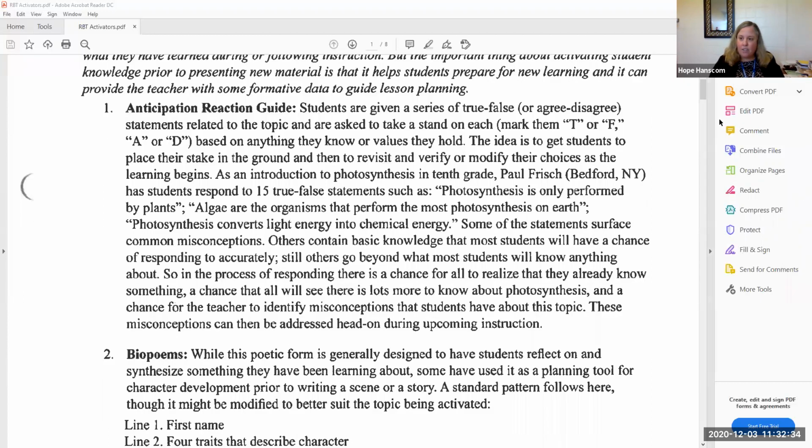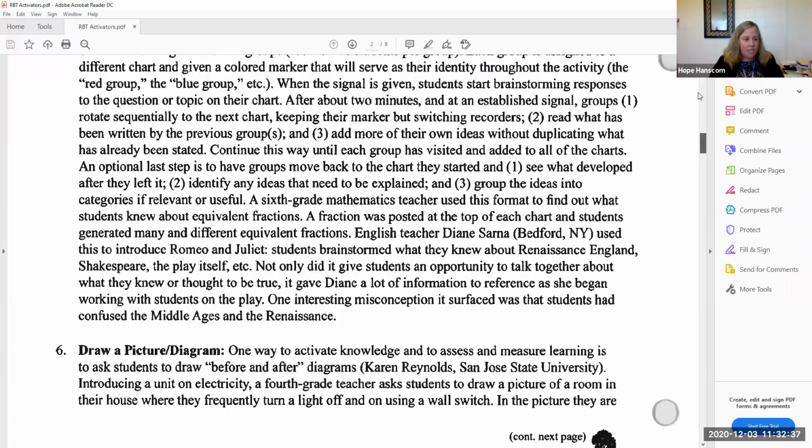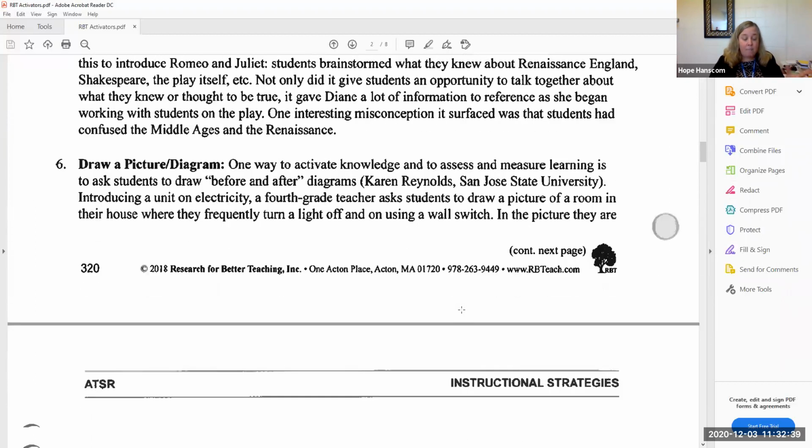I want to show you number 6, which is draw a picture or diagram.